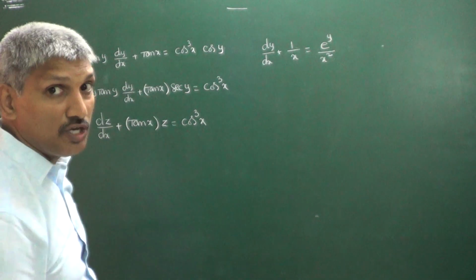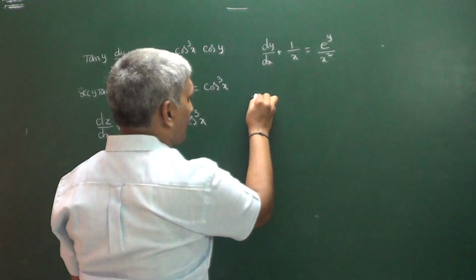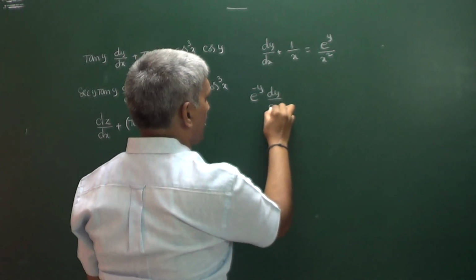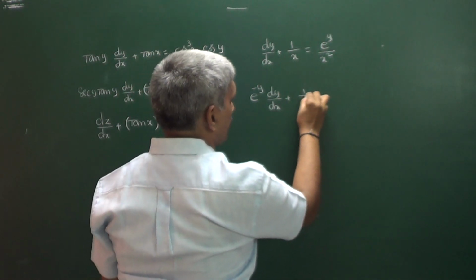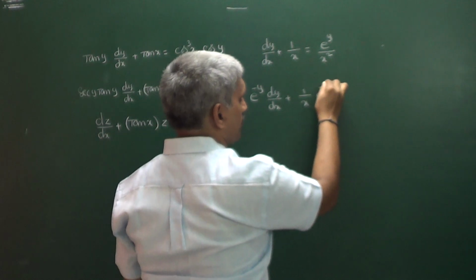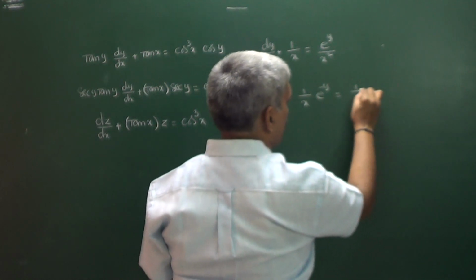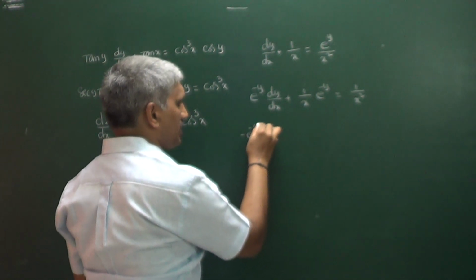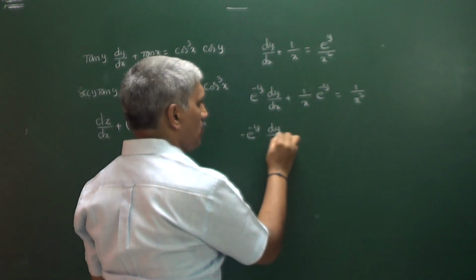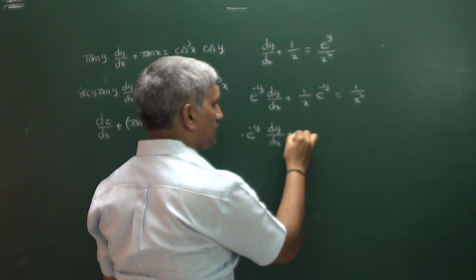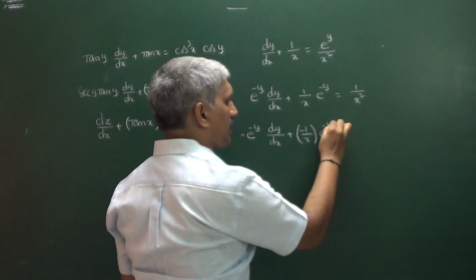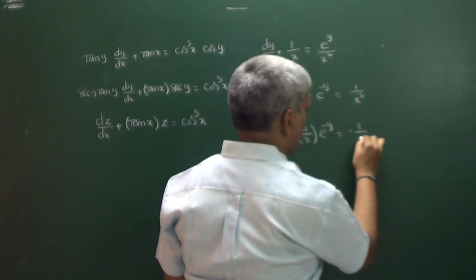Now divide with e power y. If you divide with e power y, what happens? E power minus y into dy by dx plus 1 by x into e to the power of minus y is equal to 1 by x square. Again we can write it as minus e to the power of minus y into dy by dx plus minus 1 by x into e to the power of minus y is equal to minus 1 by x square.